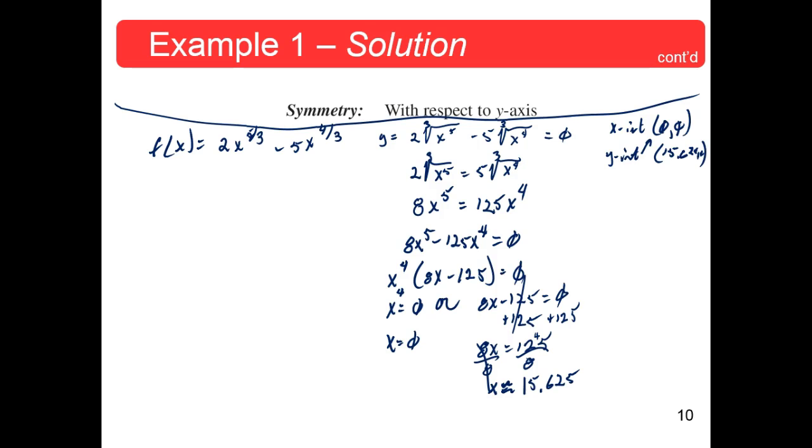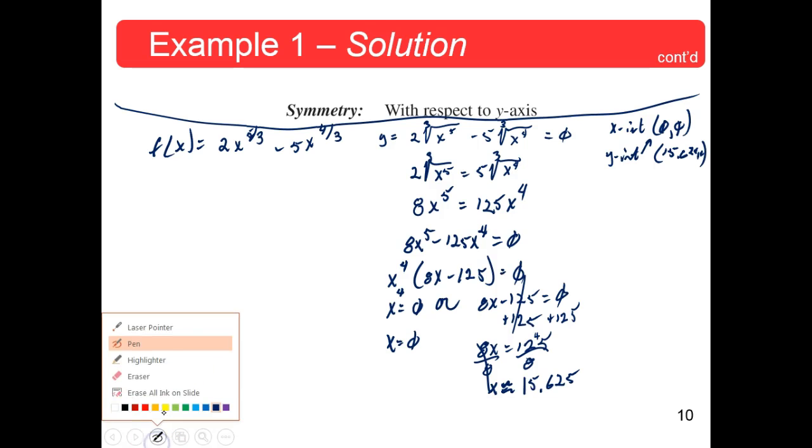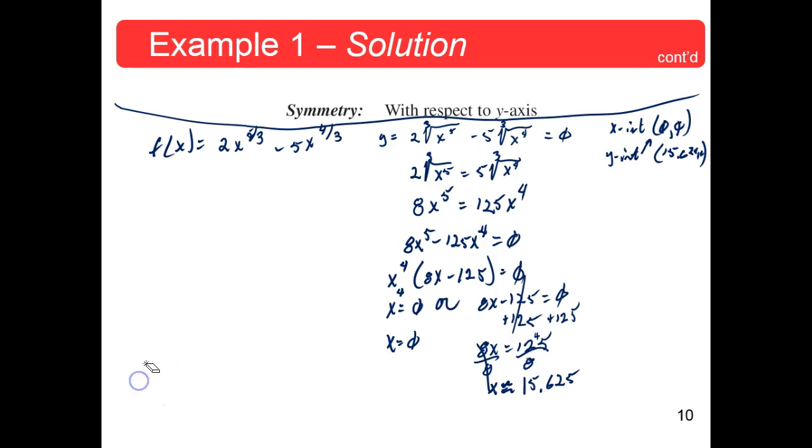Now, I heard you chomping at the bit, and since I wrote those up here, I'm going to erase all this other stuff. Is that okay? Y'all all right with it? Okay. So let's erase this.